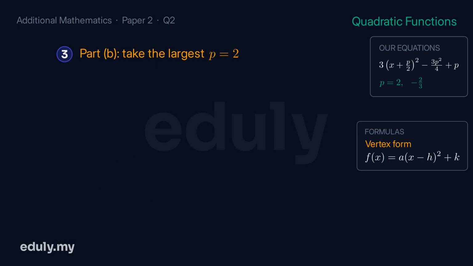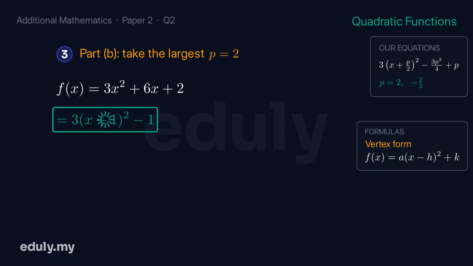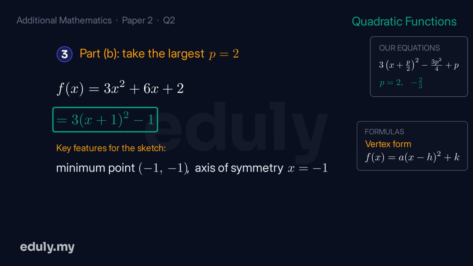Step 3. The largest value of p is 2, so put that into the function. Completing the square the same way gives this vertex form, with the lowest point standing out. From the vertex form, the lowest point is at -1, -1, and the curve is symmetric about x equals -1. Putting x equal to 0 gives the y-intercept at 0, 2.